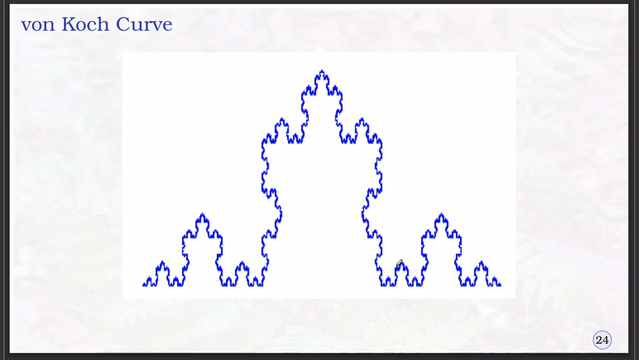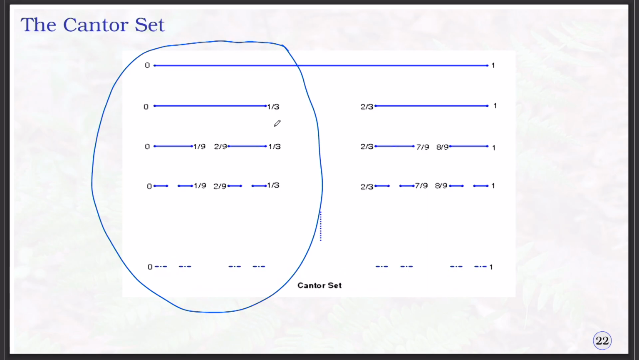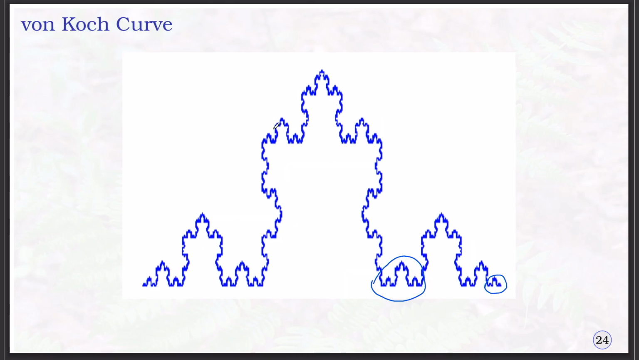Now, for the Van Koch curve, if I take this part, it exactly matches with the whole thing, so this also obeys the self similar property. Maybe we can take this part, which also resembles the whole thing. Now, the Van Koch curve, the Sierpinski triangle and the Cantor set: if you observe, if you take any small part, the small part exactly resembles the whole thing.